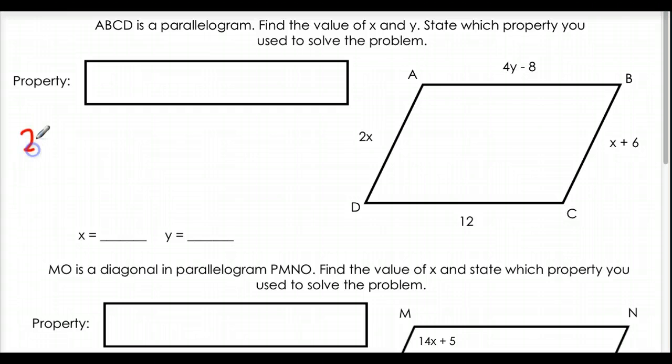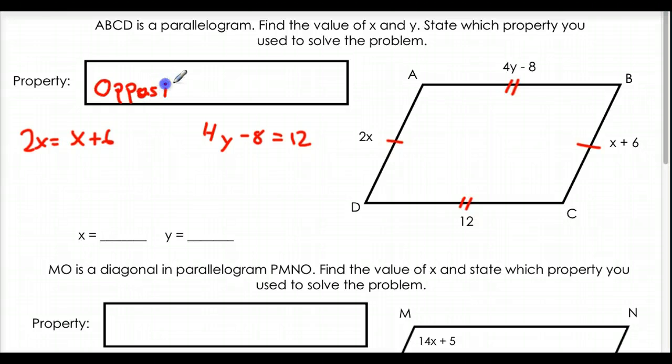So I could say that 2x is equal to x plus 6, right? Because my opposite sides are congruent. And I could also say 4y is equal to 12 because opposite sides are congruent. So by using this property, opposite sides are congruent, I could solve this problem. So now all I have to do to solve for x and y is to solve these equations.